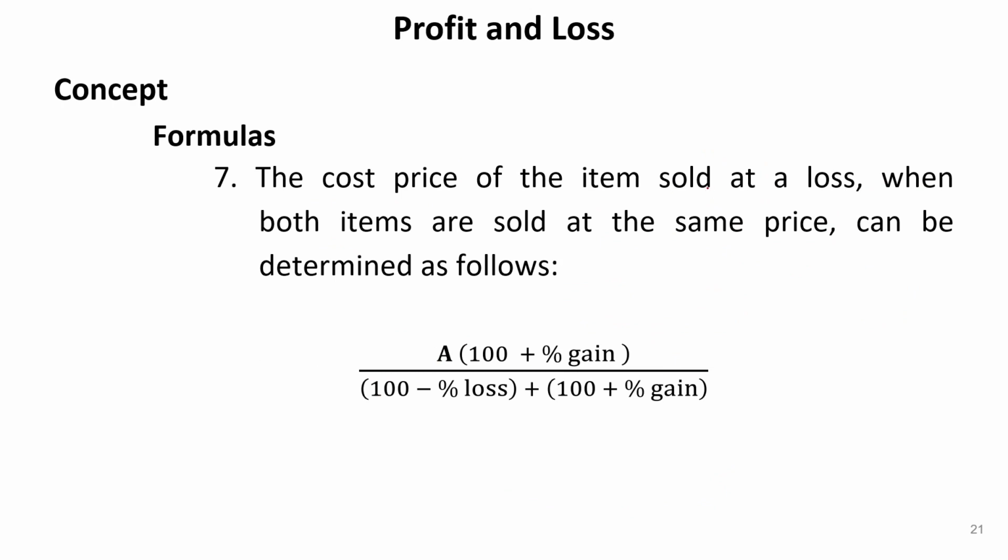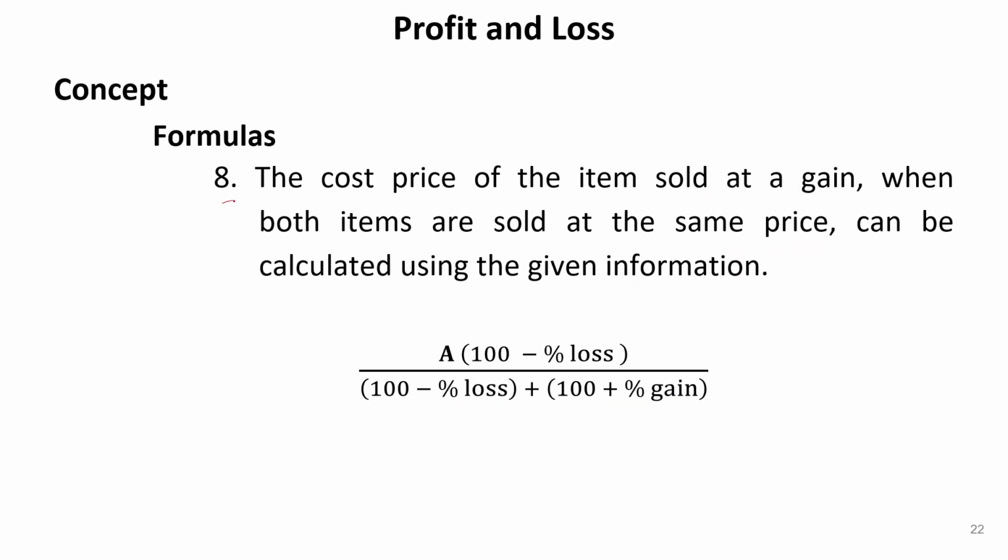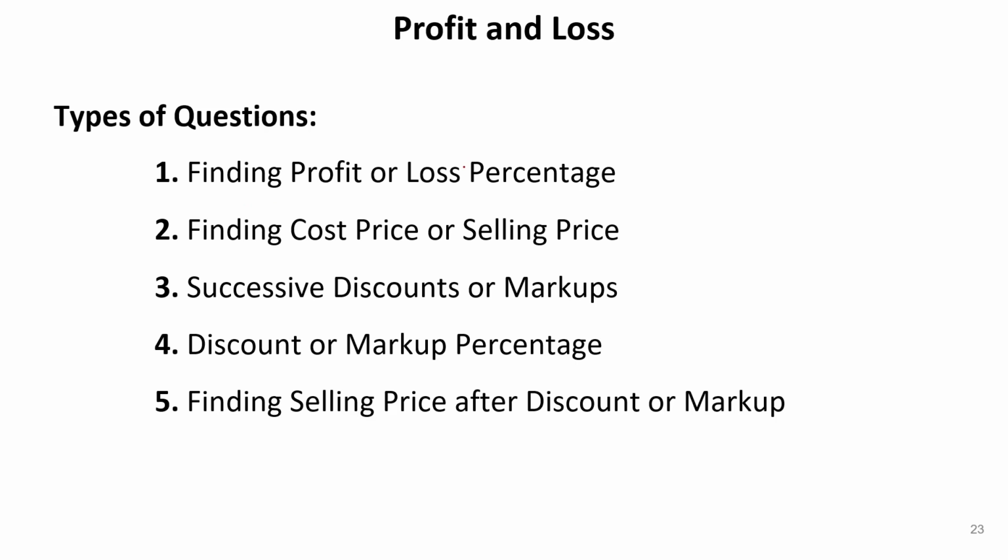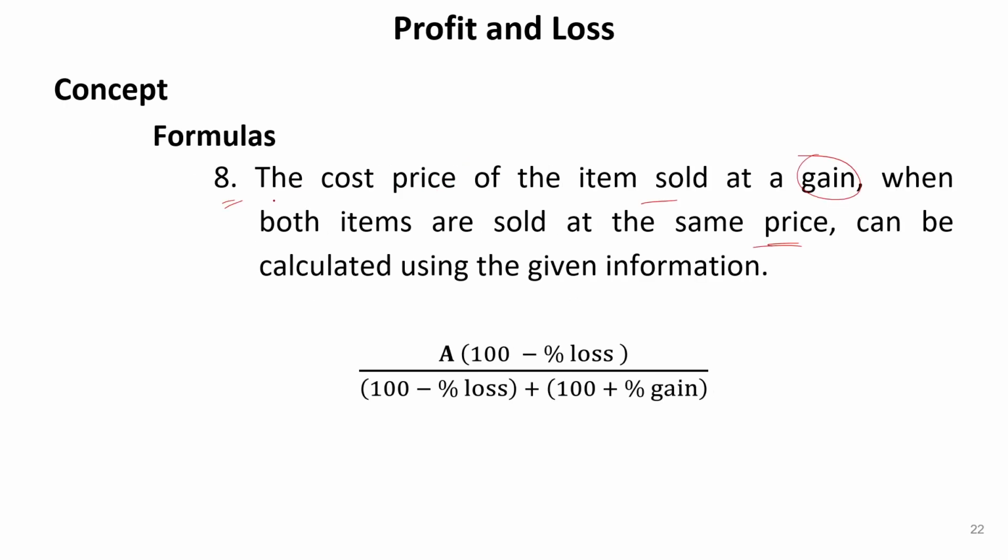So the cost price of the item sold at a loss, when both items are sold at the same price, can be determined as follows. That is A into (100 + percentage gain) whole by (100 - percentage loss) plus (100 + percentage gain). So the 8th kind of formula will be the cost price of an item sold at a gain when both items are sold at the same price. So can be calculated using the formula what? A into (100 - loss percentage) whole by (100 - loss percentage) plus (100 + gain percentage). So we have covered all the theory formulas, that is 8 kinds of formula.